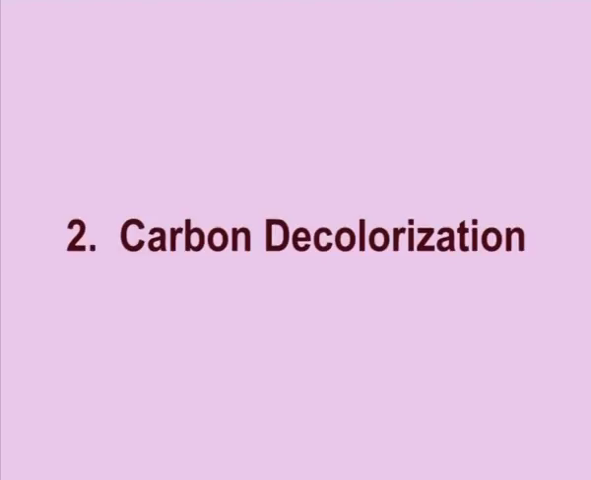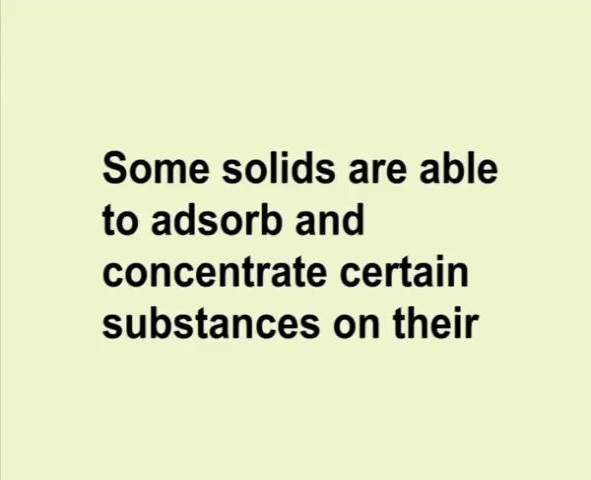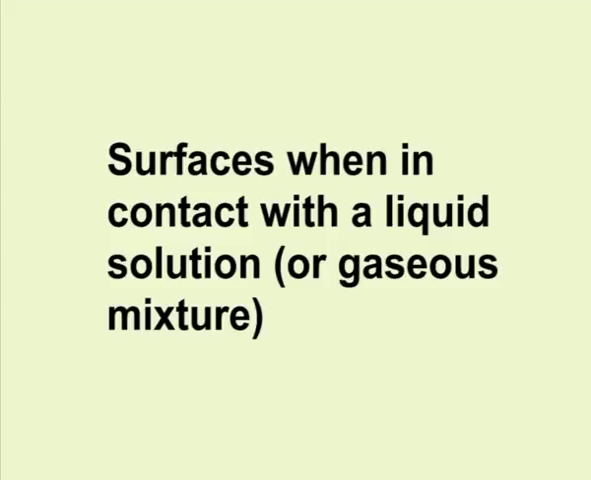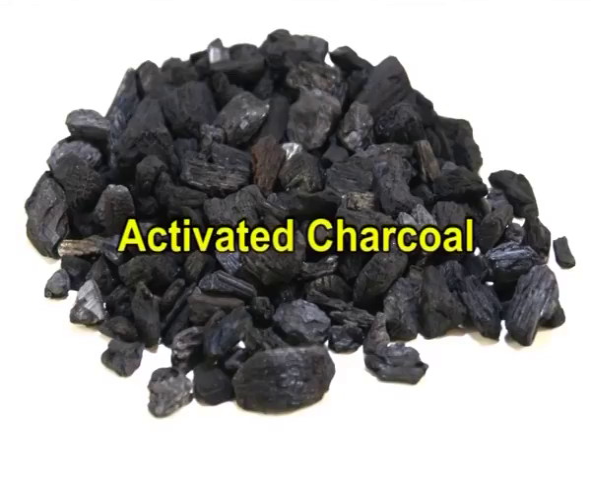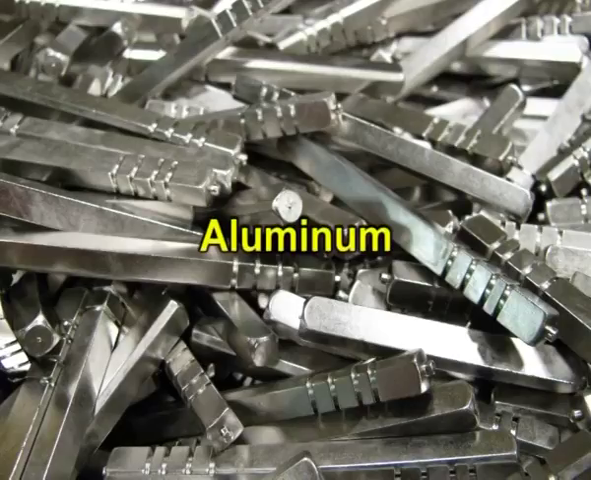Small molecules which permeate the matrix appear in the effluent after a volume equivalent to the total liquid volume within the matrix has emerged. Carbon decolorization. Some solids are able to absorb and concentrate certain substances on their surfaces when in contact with a liquid solution or gaseous mixture. These include activated charcoal, oxides of silicon, aluminum and titanium, and various types of absorbent clays.